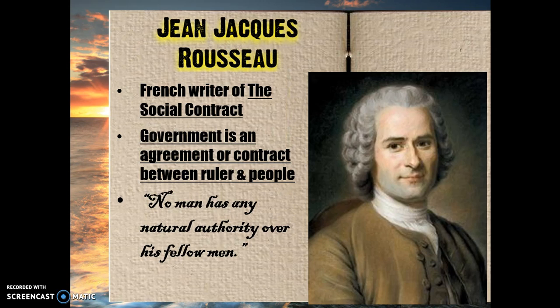He says that no man has any natural authority over his fellow men, and this is a criticism of the king's claim to divine right. He says that there is no God-given power over people, that everybody is equal.